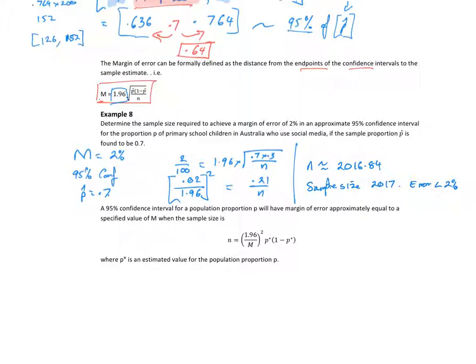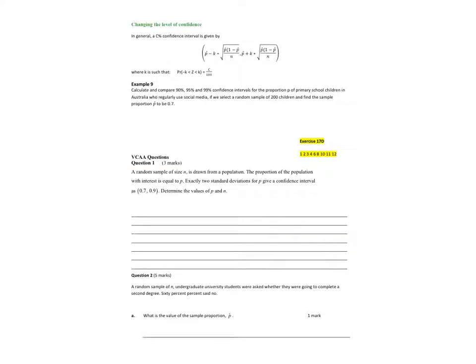So a 95% confidence interval for a population will have a margin of error approximately equal to a specified value of m, and the sample size is given by a formula. There's certainly no formula given on a formula sheet, but maybe it's worth marking down. It's just the formula above rearranged, so that will help you work out a specific sample size. It was 0.636 to 0.764.